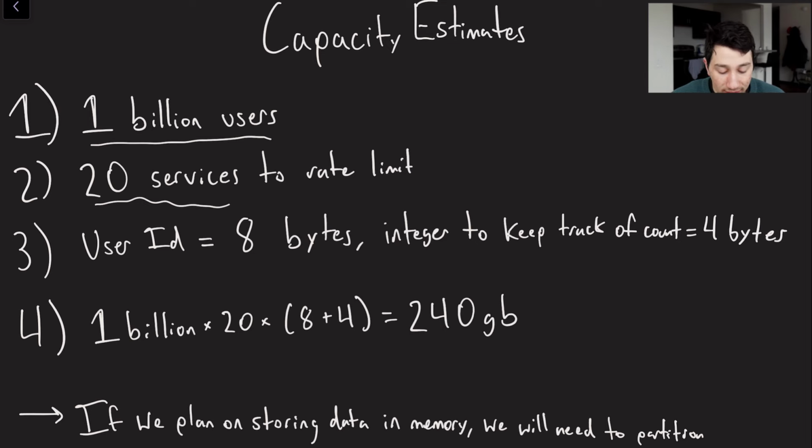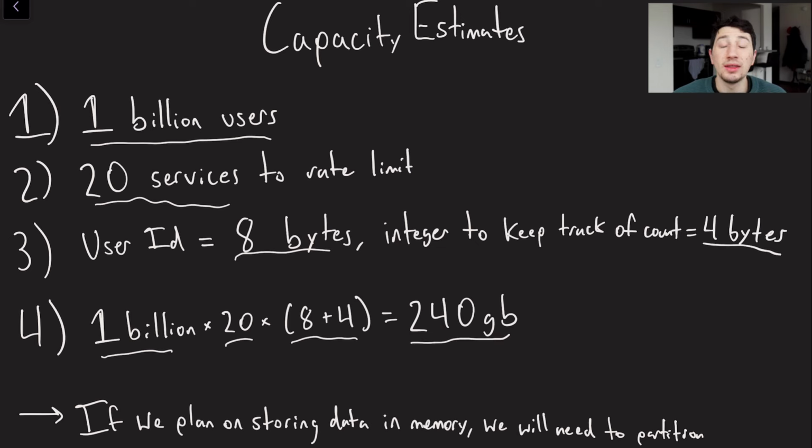So let's imagine that for every single user ID, that's like a long, so that would be 8 bytes. And then additionally, if we want an integer to keep track of how many requests a particular user has submitted, that would be 4 bytes. Now in reality, we're probably going to need more metadata than just a single integer to keep track of request counts, but I'm just trying to get a general estimate here. So assuming that we multiply all of those things together, right, we've got 1 billion users. For each user, we need to keep track of their count of requests for 20 services, and then for keeping track of those counts, we need about 12 bytes. That means at minimum, we're probably looking to store at least 240 gigabytes of data.